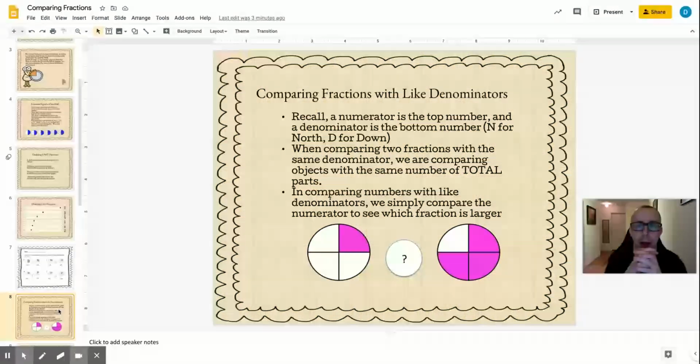When we're comparing fractions with like denominators, we're going to recall a numerator is the top number and a denominator is the bottom number. Remember, N for north and D for down. When we're comparing two fractions with the same denominator, this is the easiest way to compare fractions. You're just comparing the numerators, and the smaller the numerator, the smaller the fraction.